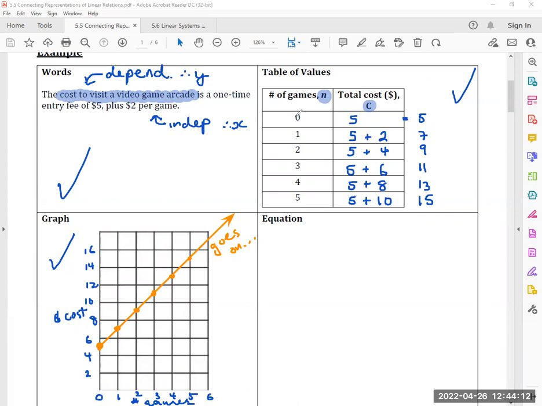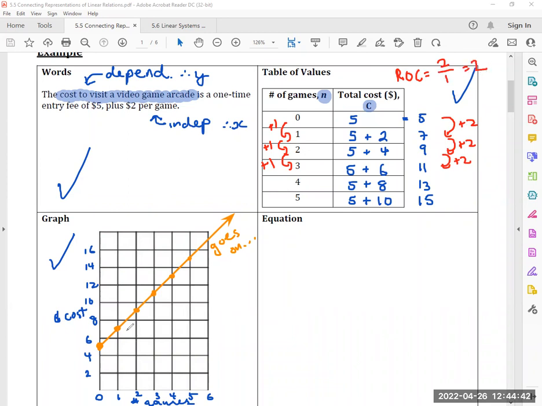Do you notice that every time I increase by one, increase by one, increase by one, I am increasing by two, increasing by two, and increasing by two? So if I talked about the rate of change, the change in y as you change in x, 2 to 1, correct, or just 2.